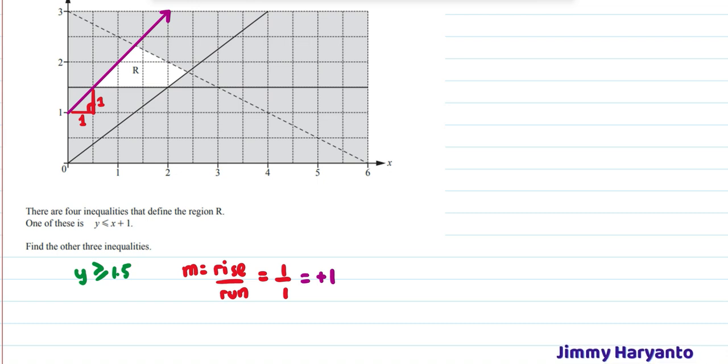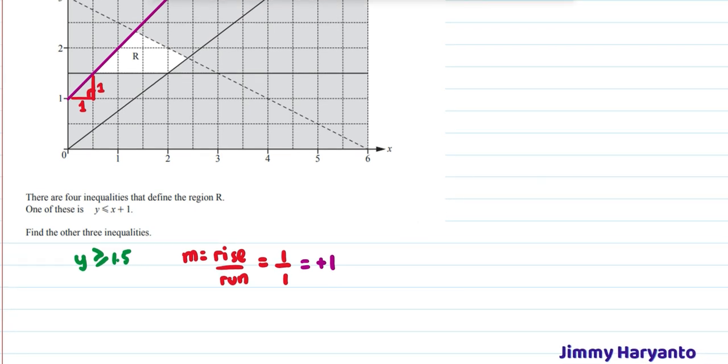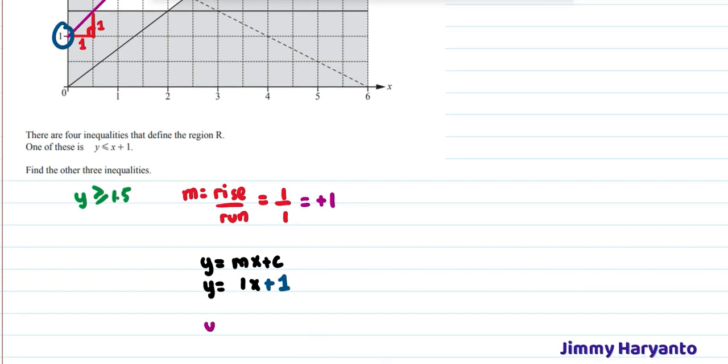If the line goes to the top left, that means the gradient will be negative. Also, for these questions, I don't want to use y minus y1 equals m open brackets x minus x1, but instead I will use y equals mx plus c. The gradient already found is 1, and the c represents the y-intercept. The y-intercept equals 1, so you can input it as 1. Therefore, our line is y equals x plus 1.